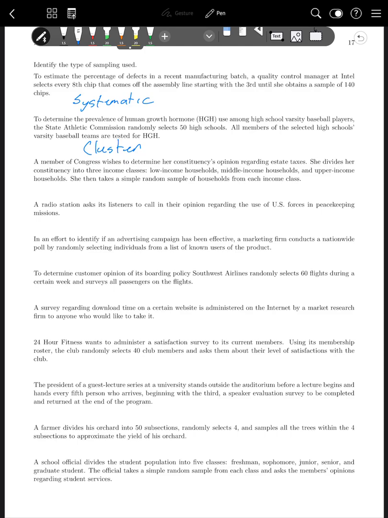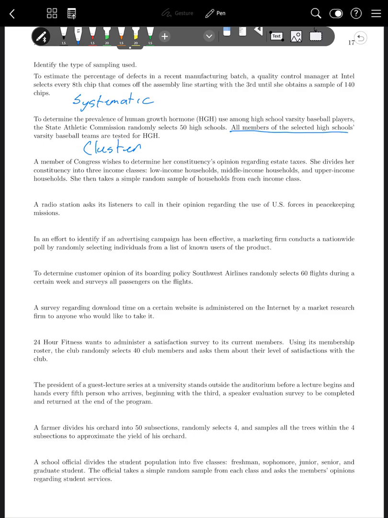And the key thing that made it cluster sampling is that all members of the selected high school's varsity baseball teams were tested. So they randomly selected some high schools, and then they tested everybody from those high schools, or on the baseball team at those high schools.